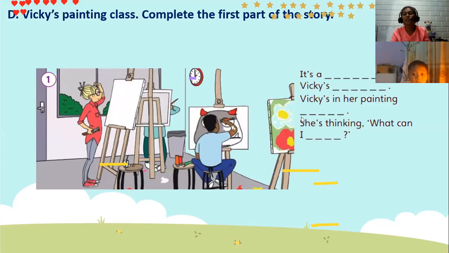Vicky is drawing. Okay. Look at this one. Look at the pictures in here. And look at the story about Vicky. We need to complete the first part of the story. Can we do that? Can we do that?